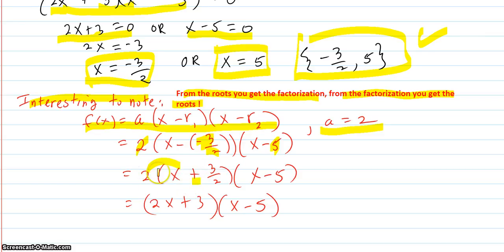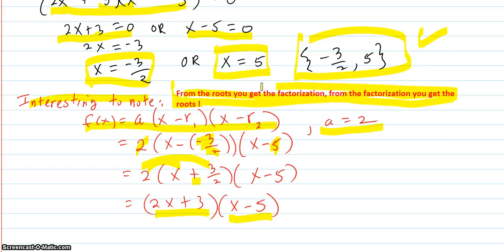Then you distribute the 2 in on the one that will cancel out the fraction, and that's the first one in this case. So that's 2x plus 3 times x minus 5. That is the factorization, and of course then you can find the roots from there and go around in a circle. So this is really true. From the roots you get the factorization. From the factorization you get the roots.